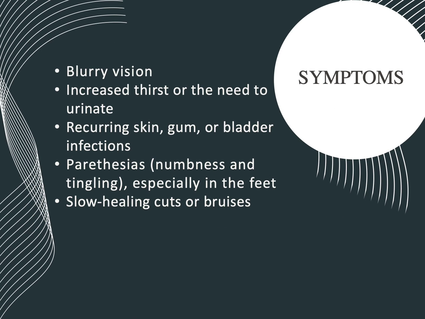So these are the symptoms that patients with diabetes mellitus type 2 often have. The first one is blurry vision. The second is increased thirst or the need to urinate, recurring skin, gum, or bladder infections, paresthesias, numbness or tingling, especially in the feet, and slow healing cuts or bruises.